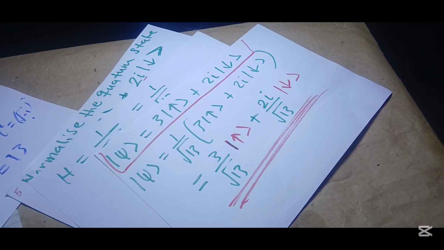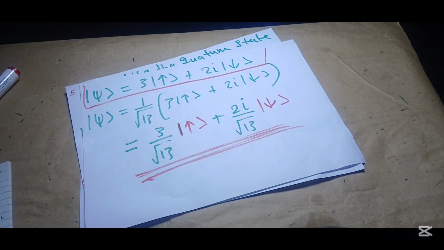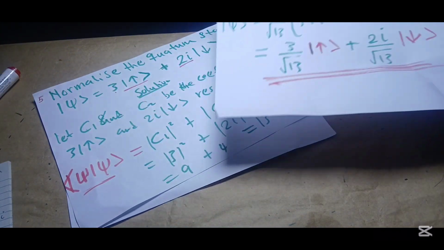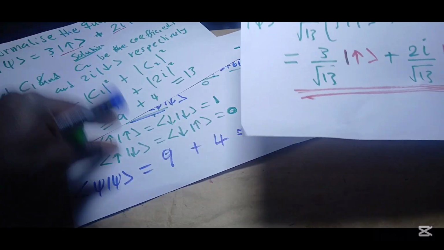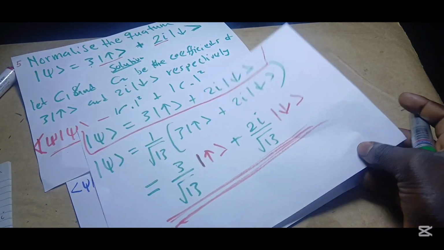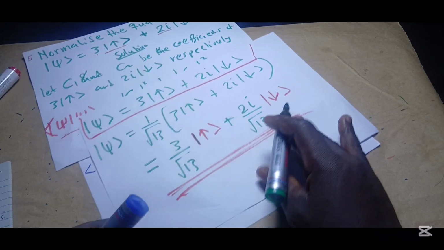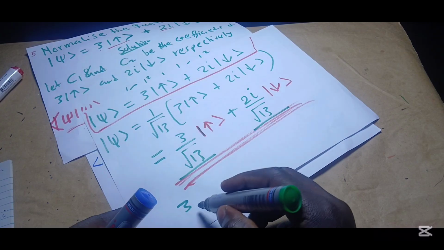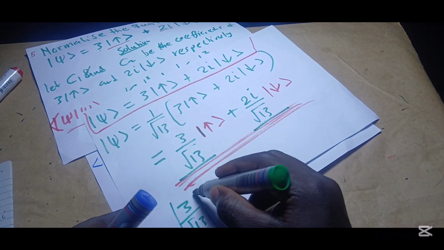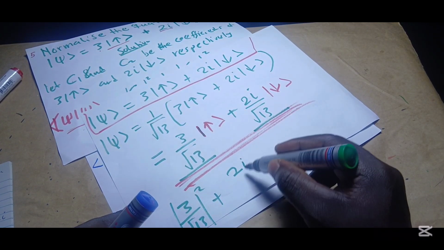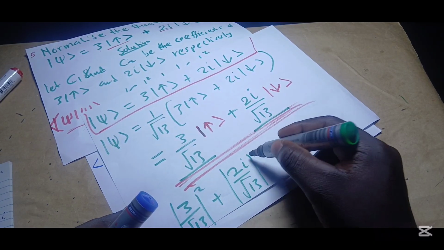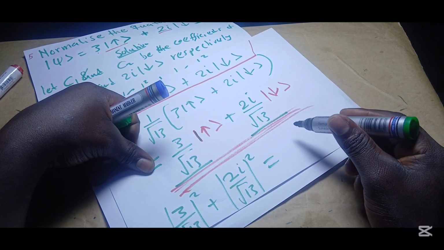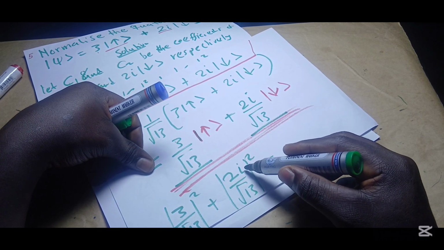That is it for this problem. You are done and you want to know whether your solution is right. What you just have to do is to square the coefficients and see whether the sum of the squares of the coefficients will give you 1, but it should be the absolute value. So we square this and add them together. So 3 over square root of 13, we are squaring them, and this is 2i over square root of 13, squaring them. So if we square i, we are going to get -1, but because we are interested in the absolute value, it's going to be +1, right?